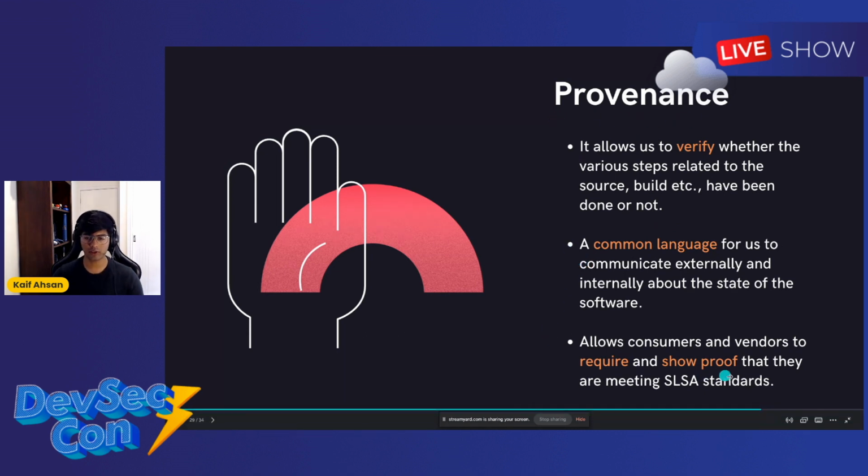And it's not just for the customers. We can also require SLSA from our vendors. We can ask the vendors to have certain SLSA levels, and they can show us that they're maintaining it, and we can go and verify it using the provenance rules.